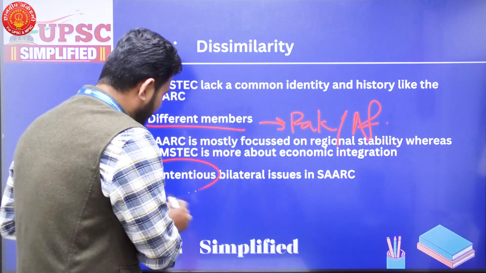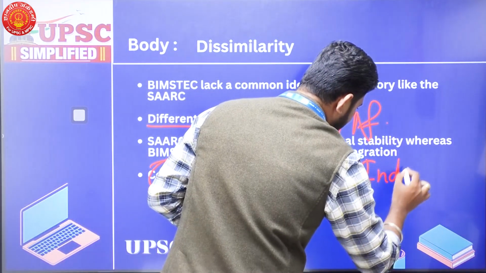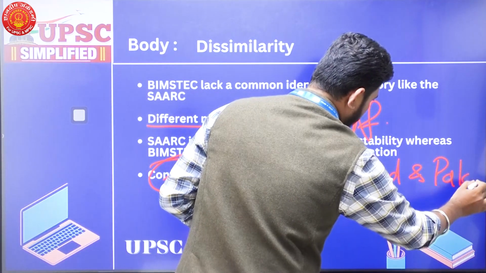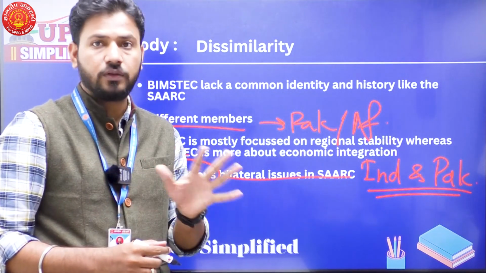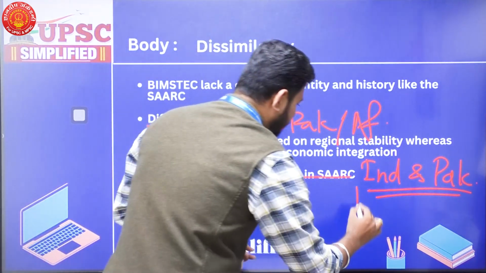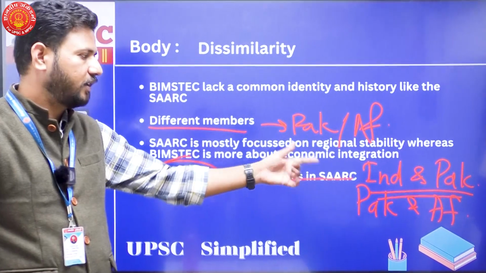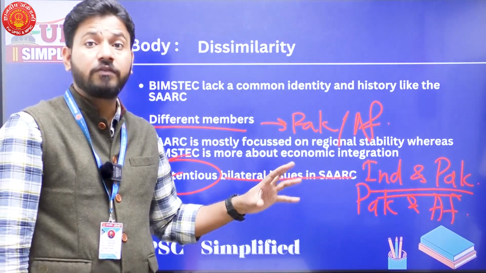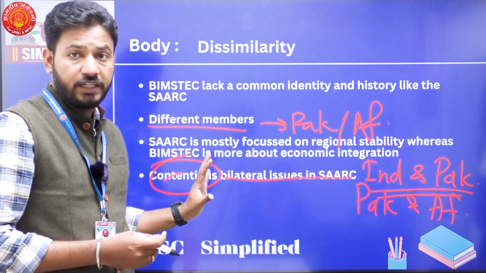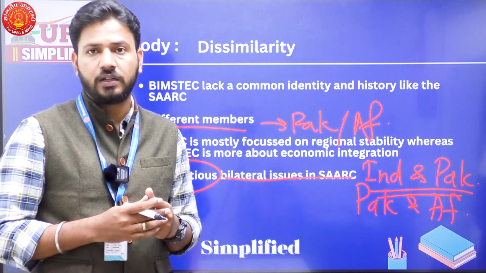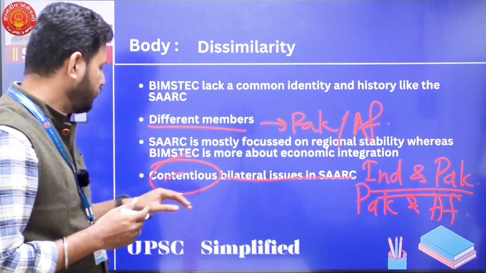Then contentious bilateral relations in SAARC. Now, what is happening? See, India and Pakistan. Why is SAARC failing? India and Pakistan have a lot of issues. We have not had any conference after 2014. There is no SAARC conference after 2014. Then we have Pakistan and Afghanistan. Because of the Taliban coming into power in Afghanistan, Pakistan and Afghanistan have some contentious relations. We have Myanmar and India with some issues. So this is a big issue. Now, this is a dissimilarity. When it comes to BIMSTEC, no countries have these antagonistic bilateral relations between them. So this is one dissimilarity you can mention here.